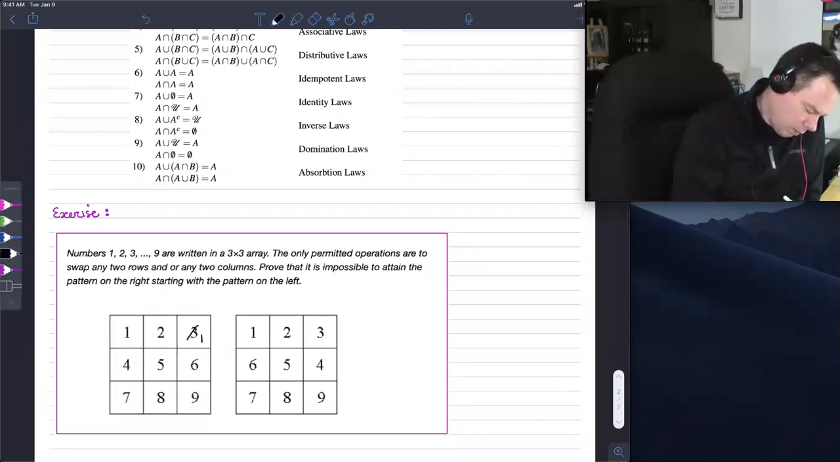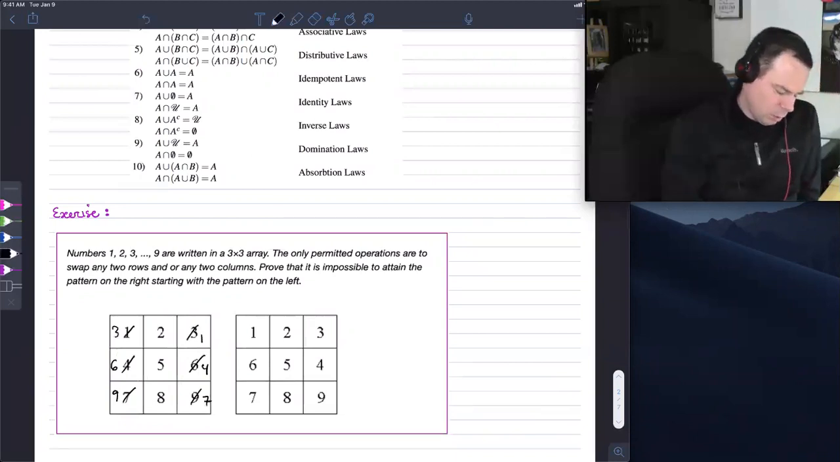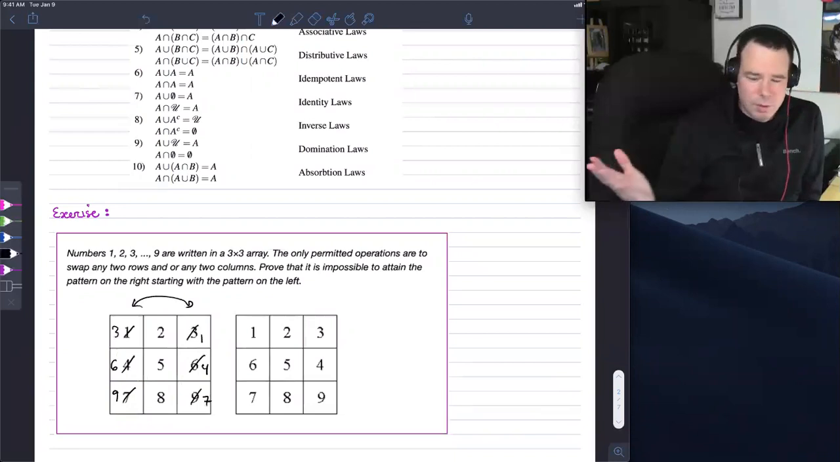This becomes a 1, and this becomes a 3. This becomes a 6, and this becomes a 4. This becomes a 9, and this becomes a 7. So I've effectively just swapped those two columns. So I can do that for any two columns, just to swap them.